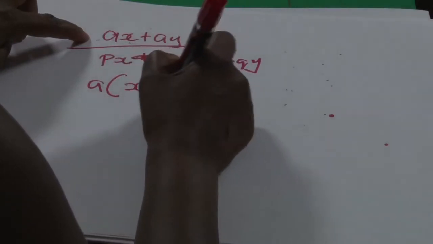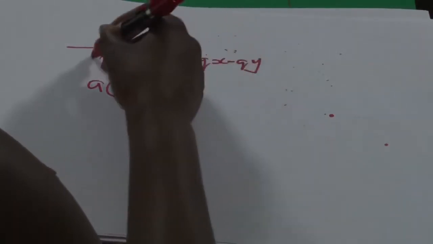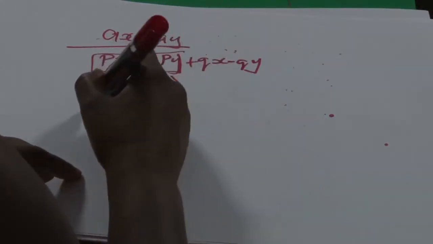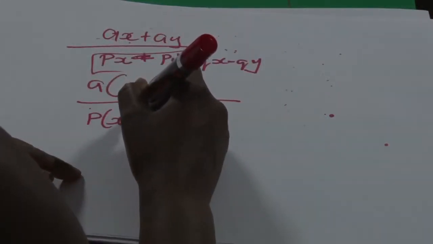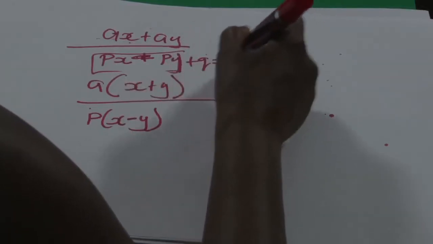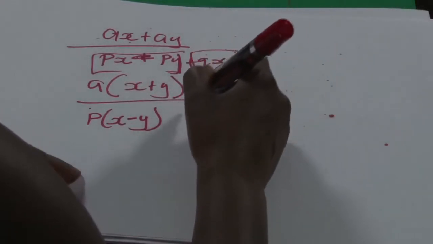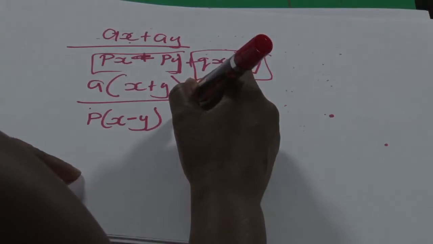Firstly, you have to check whether your expressions can be factorized. Like in this one, we have a common factor a, and then x plus y. And then this one we can factorize by grouping. We have a common factor of p, and then x minus y. And then for this one also, we are having a common factor of q.